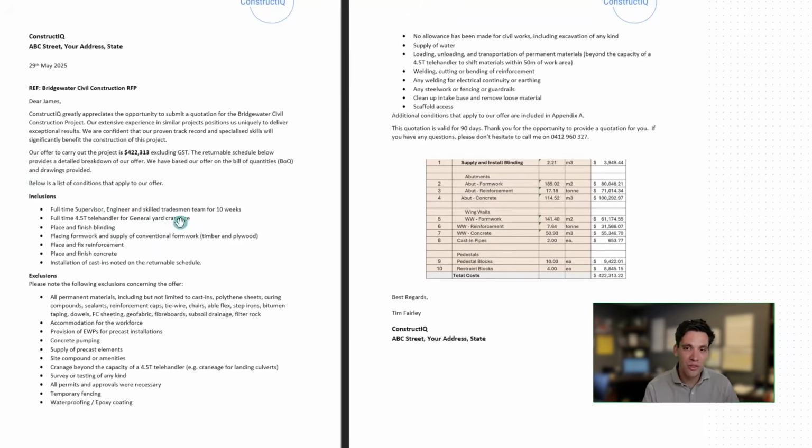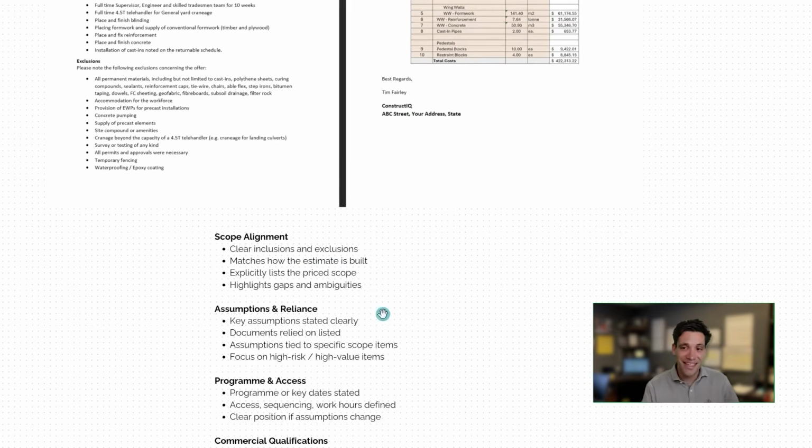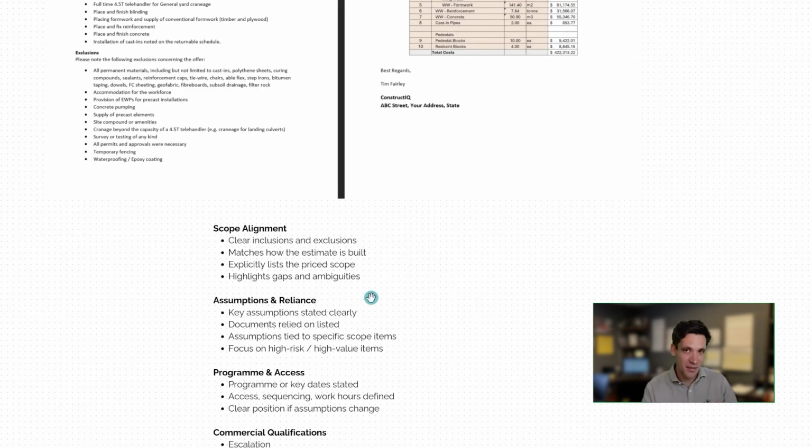It lists out what we've included, that we've based our quote on the 10-week project duration, probably coming from our client. It explicitly states what work we've priced to do, and it lists out all sources of potential exclusions. The most important part of a letter of offer is to clearly state your inclusions and exclusions. It should match how your pricing is done, explicitly list the price scope, and highlight any gaps and ambiguities. Your key assumptions as they pertain to the client should be stated clearly.